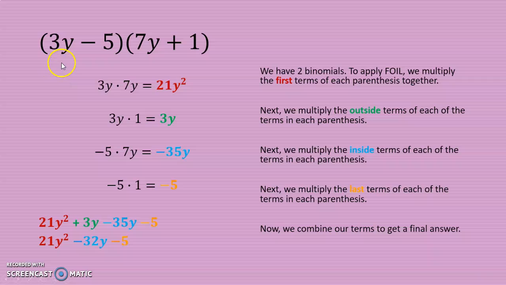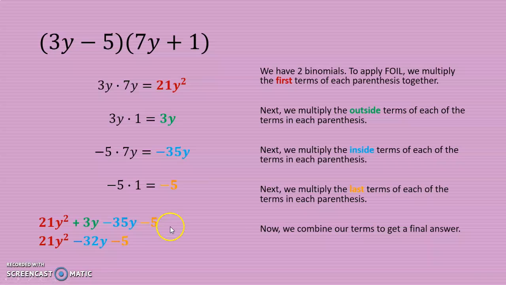Using the acronym FOIL, multiplying the first terms, we're going to multiply 3y times 7y to give us 21y squared. For O, we're going to multiply our outside terms, which would be 3y times 1, which gives us 3y. I, for our inside terms, we're going to multiply negative 5 times 7y, which gives us a negative 35y. And L, for our last terms, we're going to multiply negative 5 times 1, which gives us a negative 5.